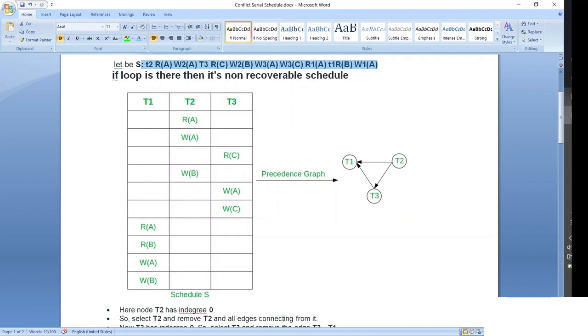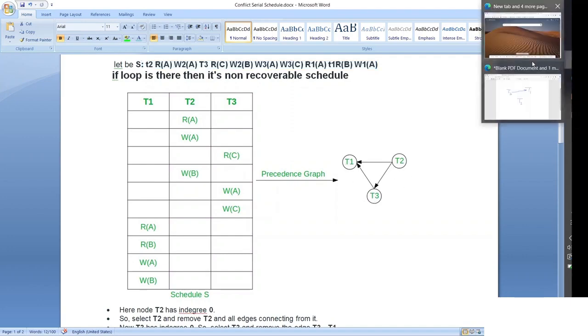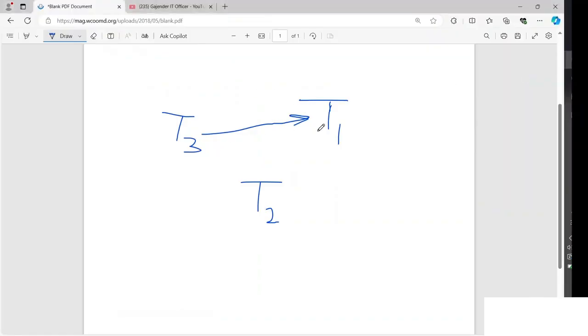If there is a loop, let's suppose like this, you get a loop. Let's suppose T3 went to T1, T3 went to T2, and T2 went to T1. Then let's suppose like this. So this will create a loop. This will create a loop. If you face any loop, then this is irrecoverable. Okay, so this will not be recoverable.